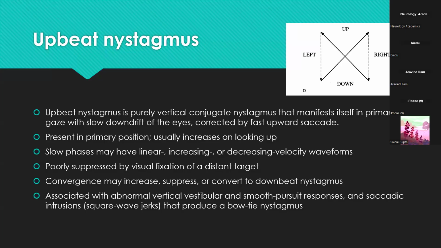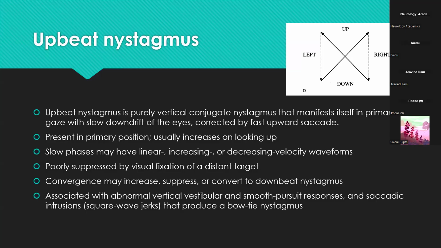Coming to upbeat nystagmus, it is a purely vertical conjugate nystagmus. It manifests itself in primary gaze with a slow downward drift of the eyes with a corrective fast upward saccade. So it is present in primary position, as we had seen in downbeat nystagmus. It might not be present in primary position, and it usually increases on looking up. The slow phase can have a variable waveform, which could be increasing, linear, or decreasing.